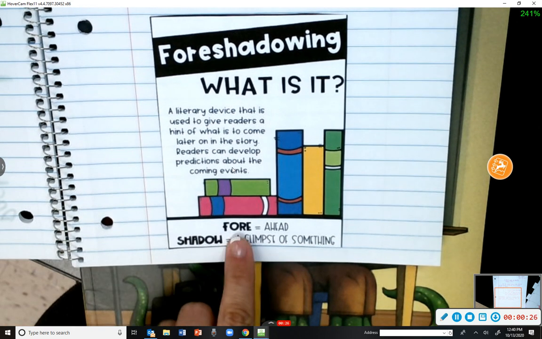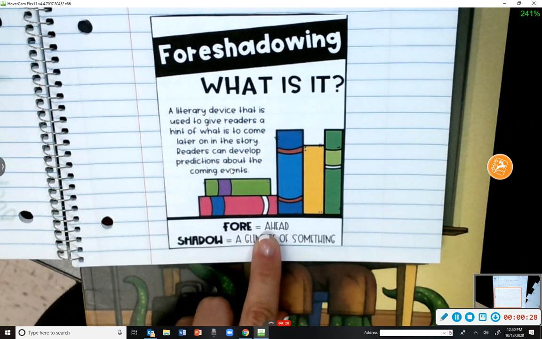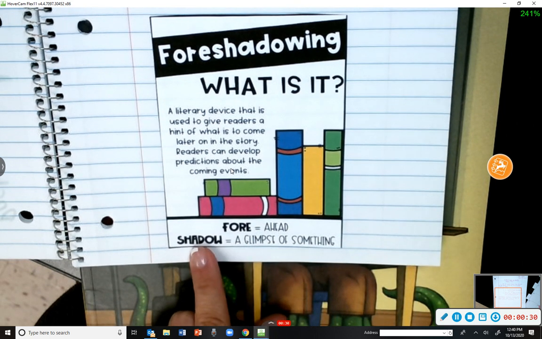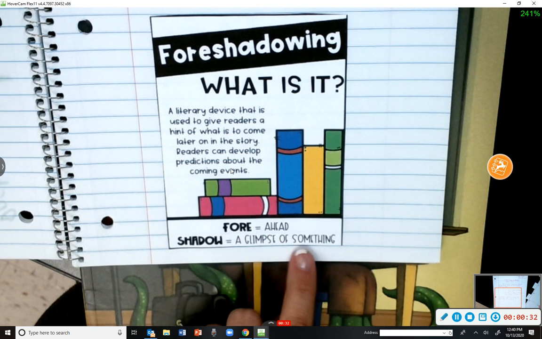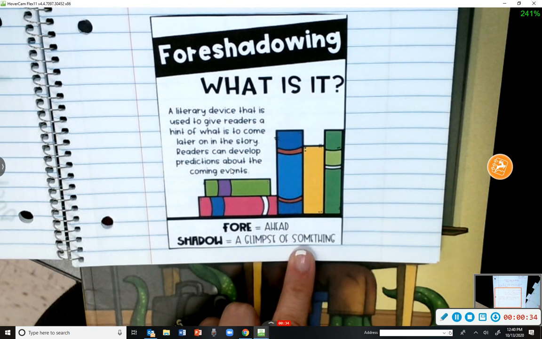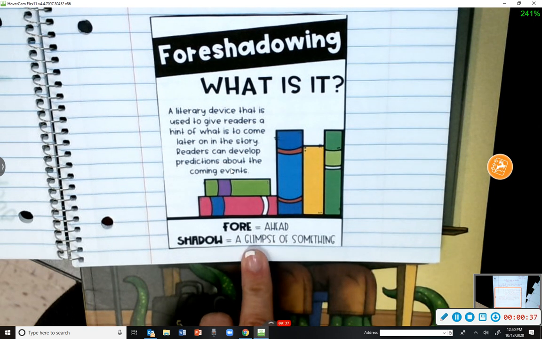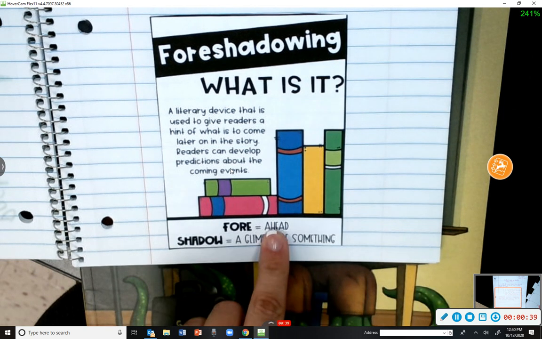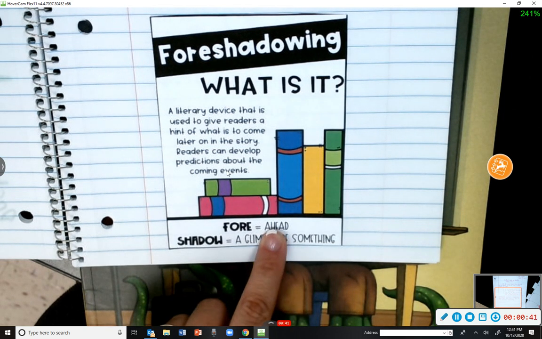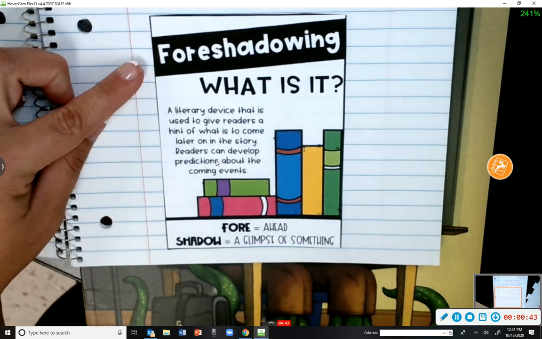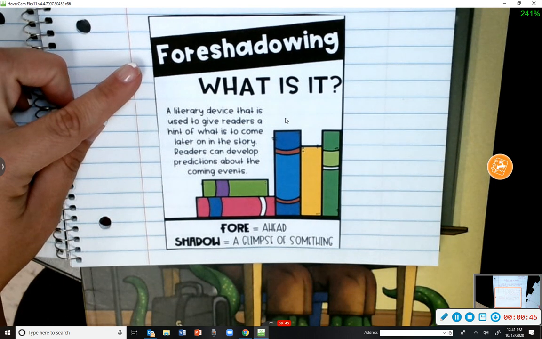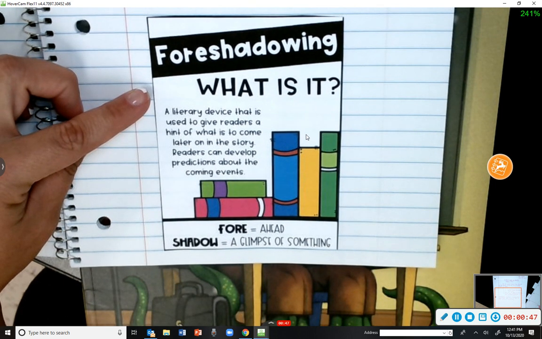The word "fore" means ahead. Shadow means a glimpse of something. So if you put those two together, that means we want to know a glimpse of something ahead of time. Okay? So what does foreshadowing mean? It's a literary device that is used to give readers a hint of what is to come later on in the story. Readers can develop predictions about the coming events.